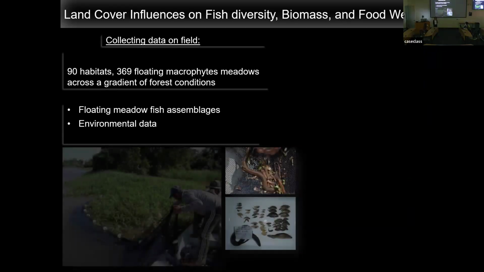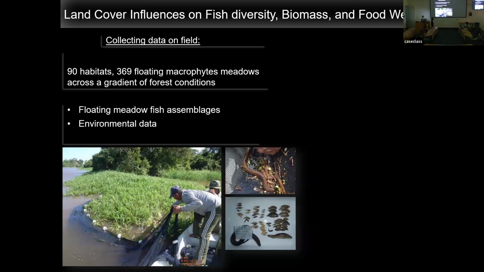We also collected fish across more than 300 floating macrophyte needles. And this illustrates well what a floating aquatic macrophyte looks like in the Amazon. We did that using seine nets. And these floating aquatic vegetations support a high diversity of fish species, especially species of smaller body size, but they also serve as nursery ground for species that will grow larger and that are important in the fisheries.